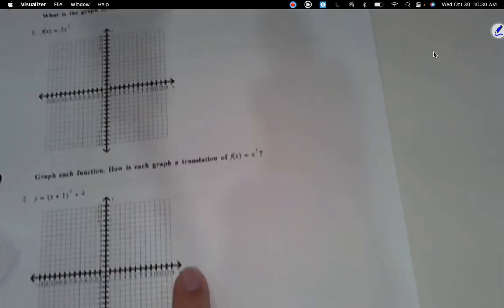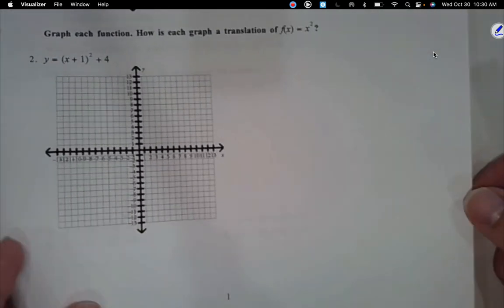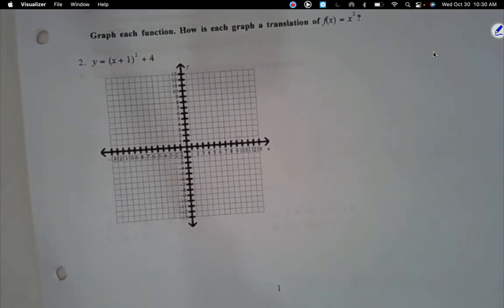Okay, Haley, this might have been the days you missed. Okay, so this one, where's your starting point? Where do you move? Left 1. And? Up 4. Left 1 and up 4. And what's that number out front here? It would be up 1 and over 1. So you can draw it. You have to have points. You can draw it that way.